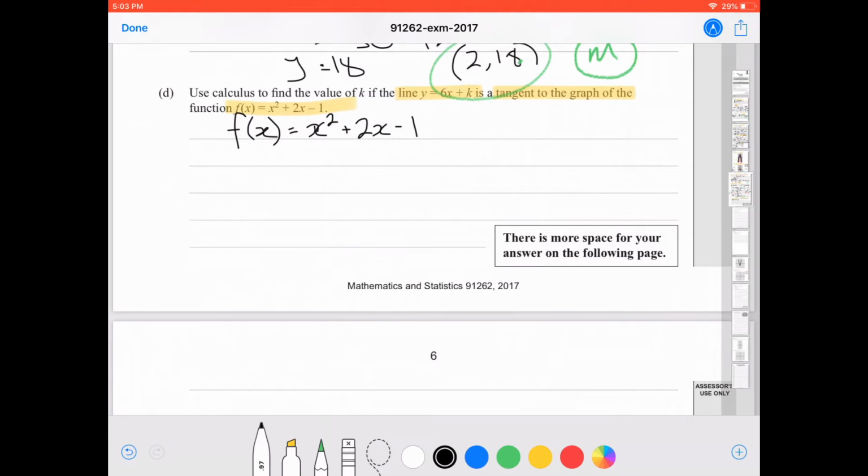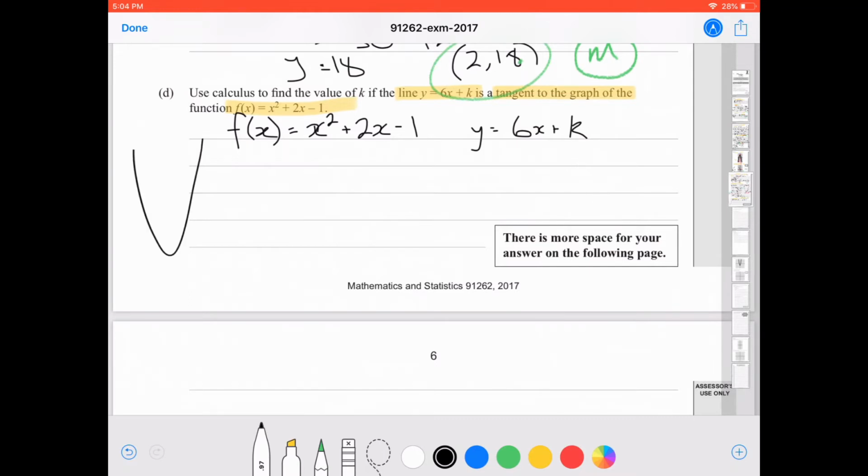Okay. And again, we've got the straight line y equals 6x plus k, and this time they're not asking us to find if it's a tangent, they're telling us it is a tangent, and we've got to find k here. So, I guess the information to extract is again the gradient. So, we've got a positive parabola. We'll draw it over here actually.